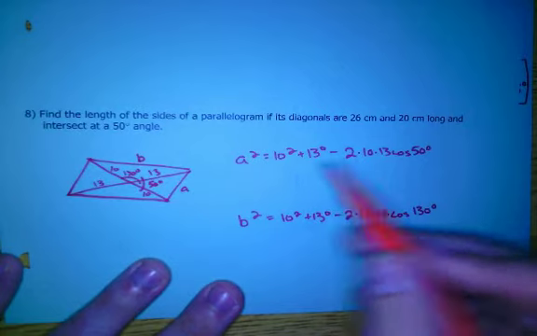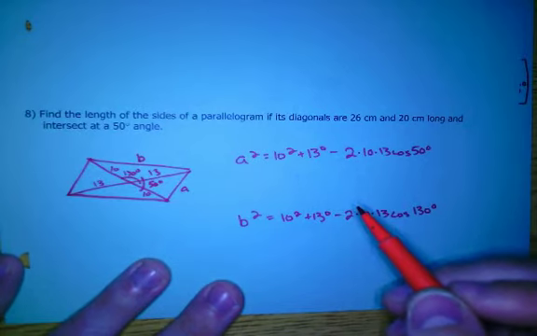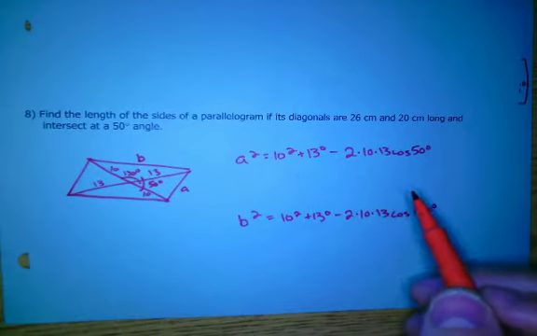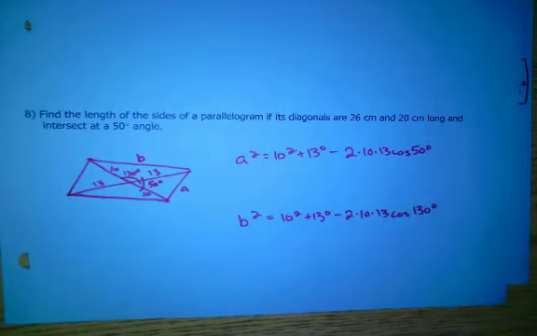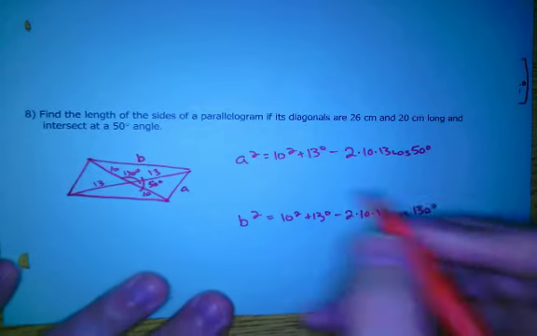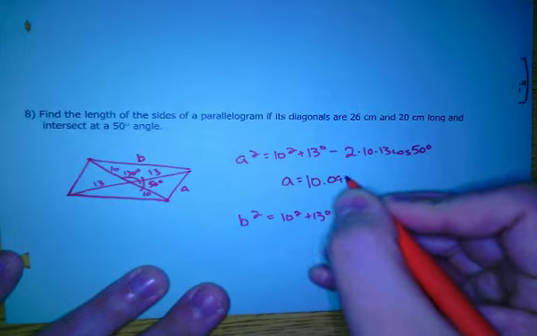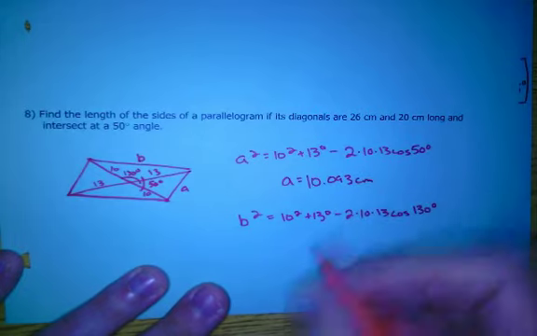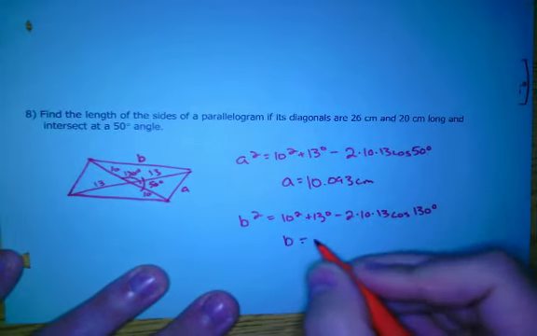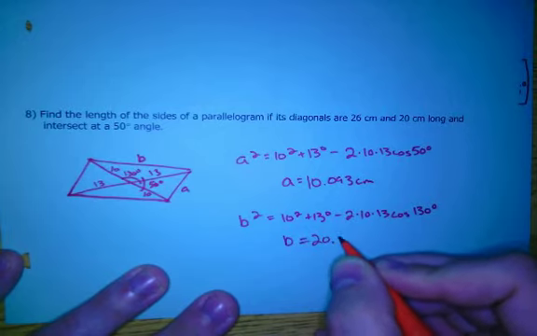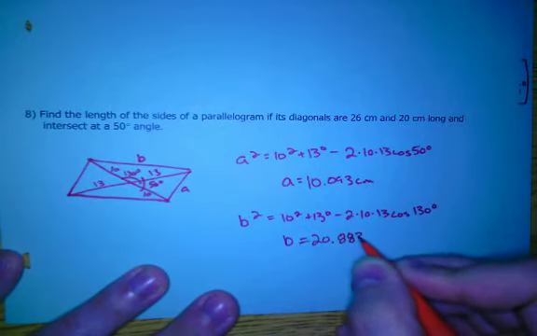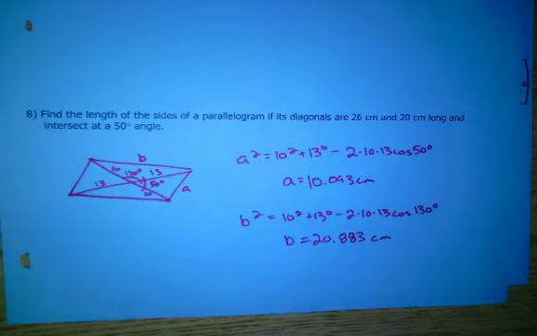So I'll give you a chance right now to use your calculator and solve it. Okay? So please hit pause, and when you're ready, hit play to continue. So for A, I'm going to get 10.093 centimeters, and for B, I'm going to get 20.883 centimeters. Okay.